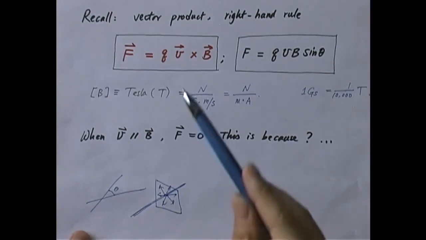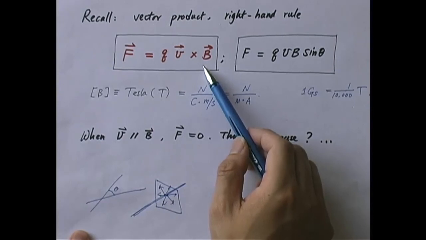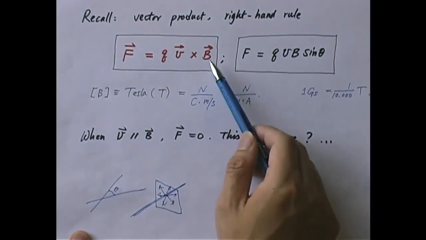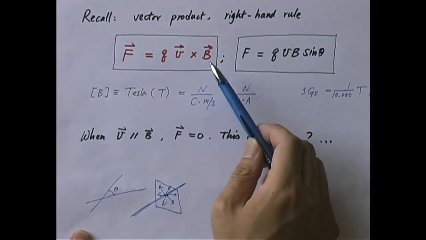All right. So this formula is of pivotal importance in this chapter. It tells us how to find the magnetic force on a single moving charge. We'll come back to that formula to see what kind of wonderful applications we can get out of it.